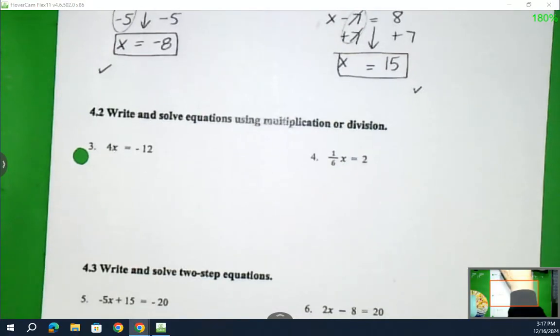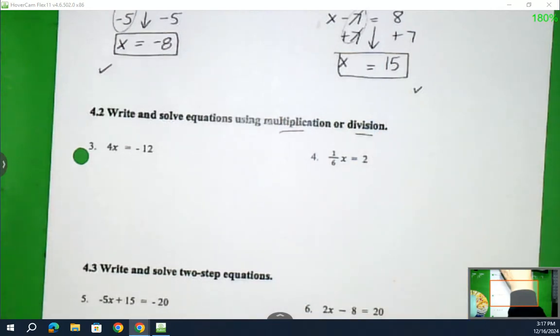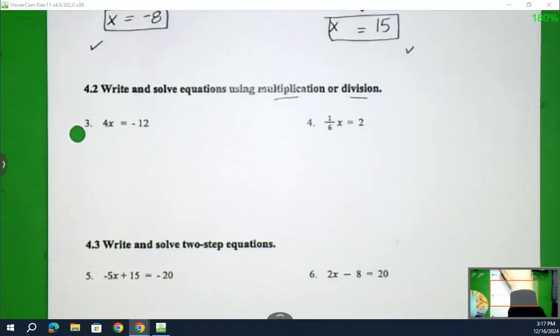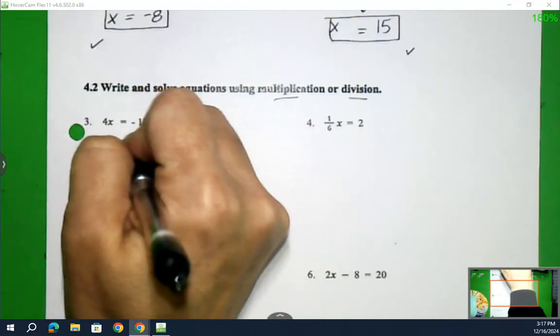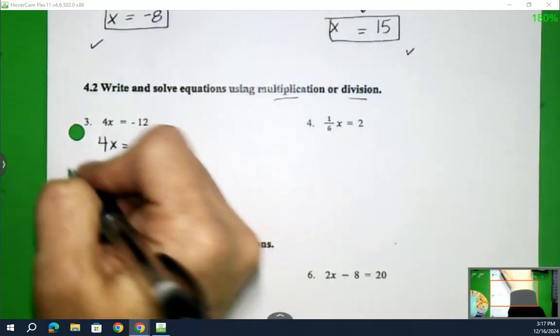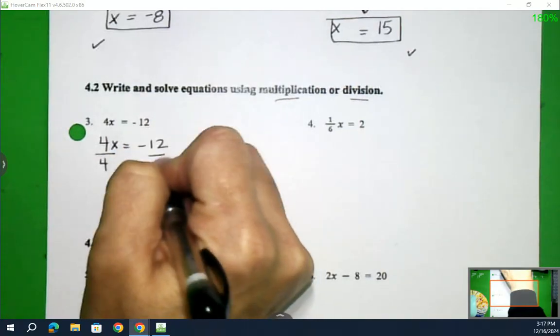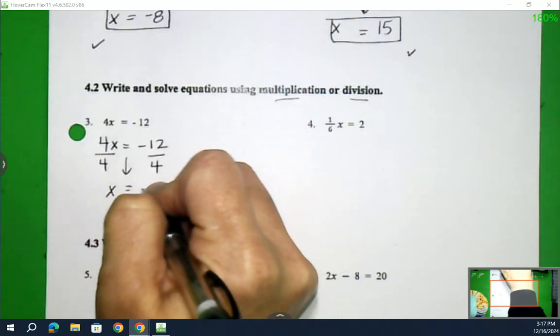In 4.2, we were working with multiplication and division. So multiplication is the opposite of division, and division is the opposite of multiplication. So we have 4x equals negative 12. Again, we can rewrite it. To undo a multiplication of 4, we would have to divide both sides by 4. And we get x equals negative 3.